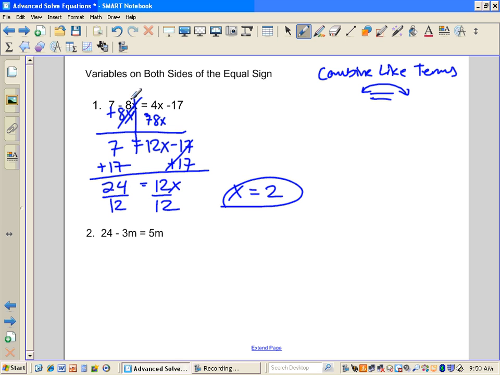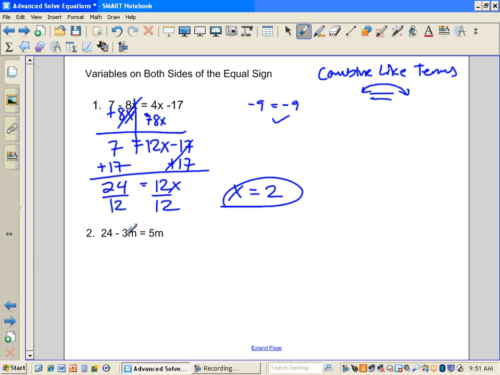If you want to check this one quickly, 8 times 2 is negative 16, so 7 minus 16 is negative 9, and then 4 times 2 is 8, minus 17 is negative 9, so it's equal to negative 9 both sides, so it works.